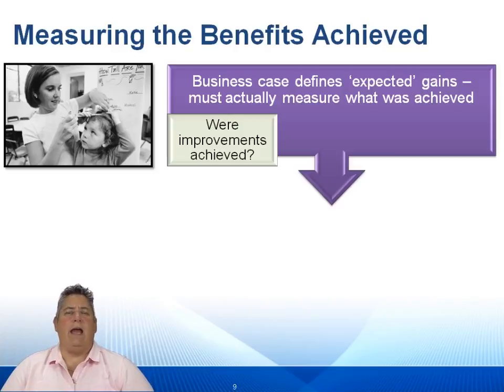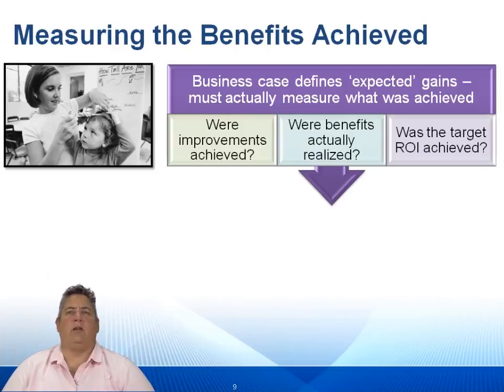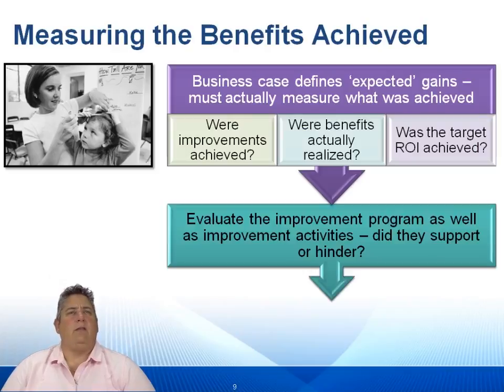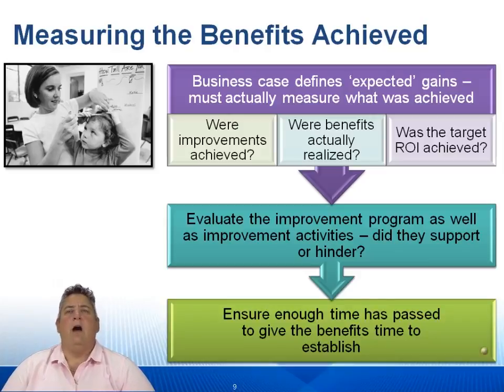So the questions that we have to ask: were the improvements achieved? Were the benefits actually realized? And was the target return on investment achieved? That just makes common sense. One, it not only tells us that we were good managers and that we understood the process, but two, if we don't achieve it, what can we do to improve that process in the future? So we want to evaluate that improvement program as well as the improvement activities. Did they support or hinder our improvement efforts? Make sure when you start measuring the actual benefits achieved that enough time has passed to give that benefit time to establish.